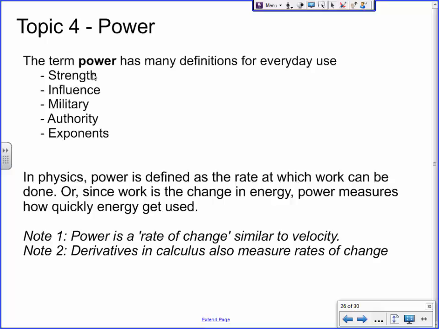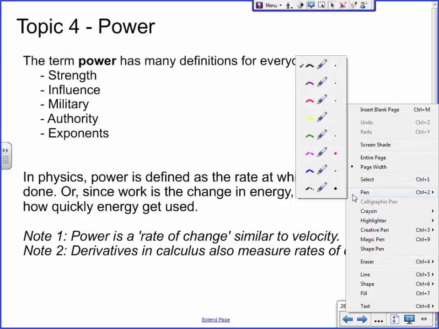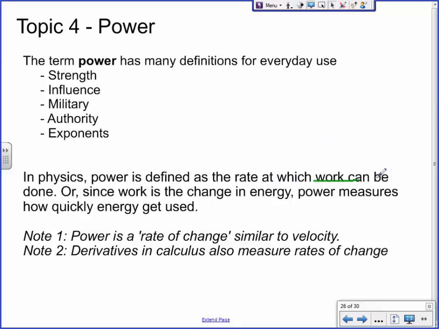In physics, power is defined as, you can highlight this if you want, power is the rate at which work is done. In a way, think of power as a speed. It's not actually speed, but think of it in your mind as speed, because speed is really a distance over time. Right? Speed is how far you go per time. Power is very similar, only it's how much work you do per time. Does that make sense?